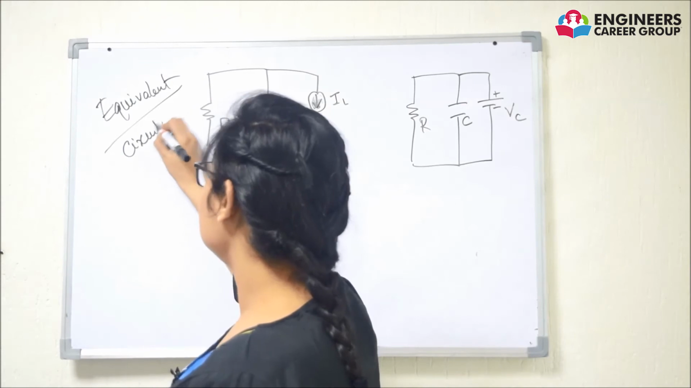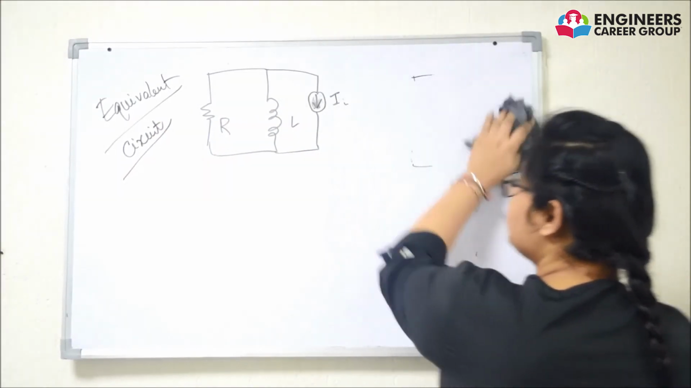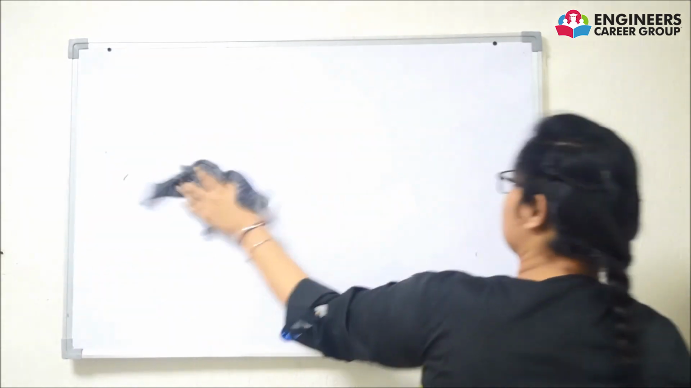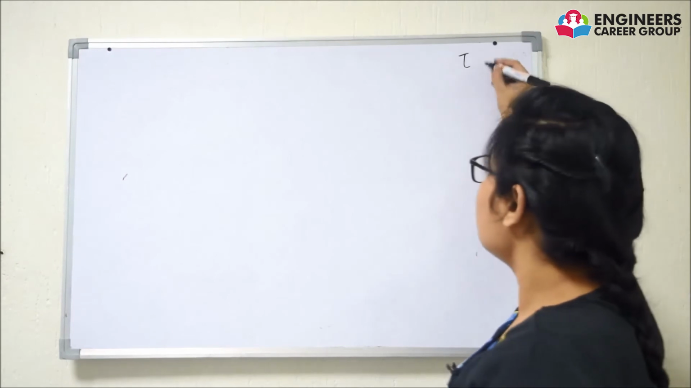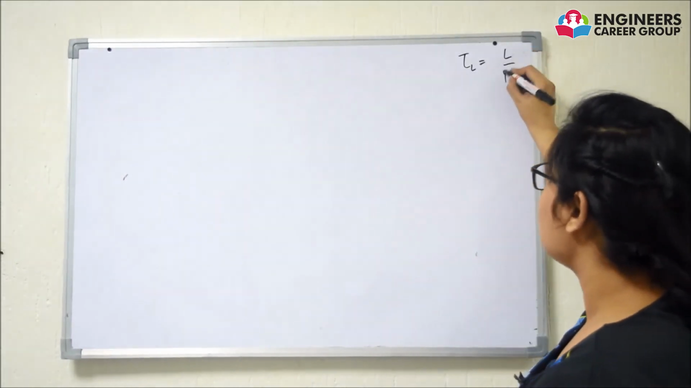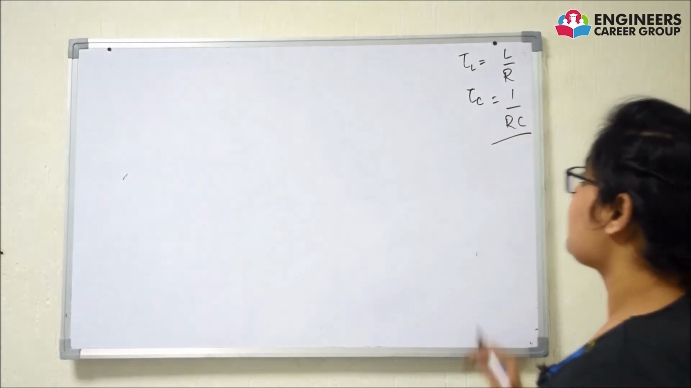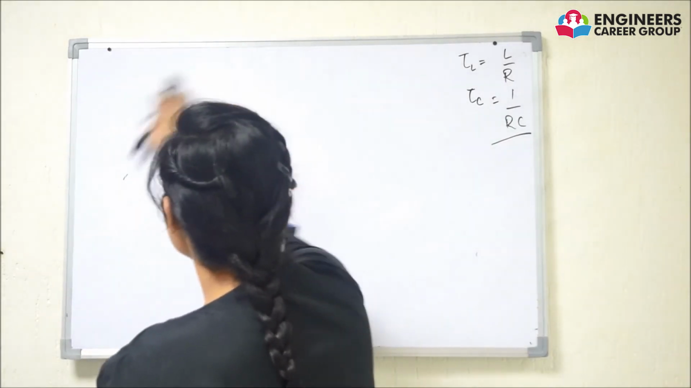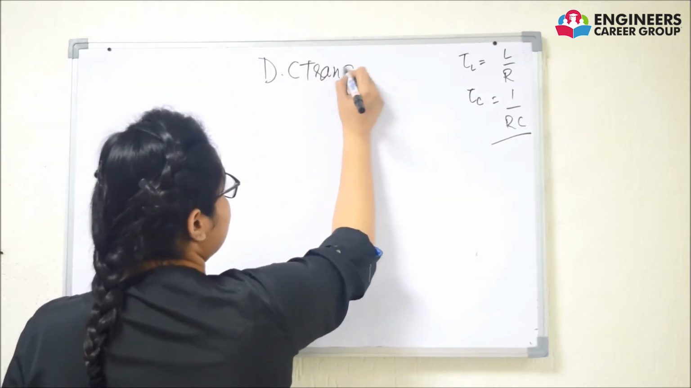Now let us come to DC transients, how to calculate them. First of all, let us discuss DC transients source free. We have already discussed that tau for inductor is L by R and tau for capacitor is equal to RC. Let us first discuss how to do DC transients in source free circuit.